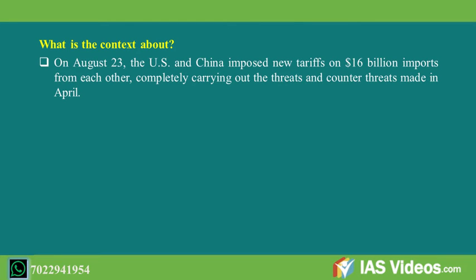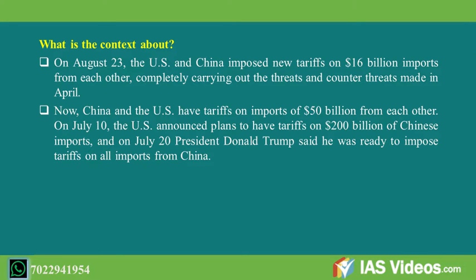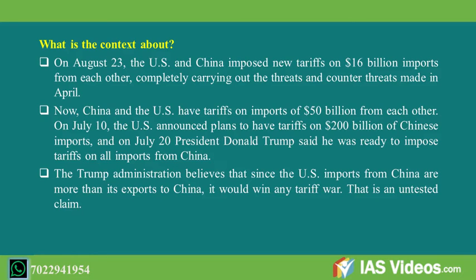What is the context about? On August 23rd, the US and China imposed new tariffs on $16 billion imports from each other, completely carrying out the threats and counter-threats made in April. Now, China and the US have tariffs on imports of $50 billion from each other. On July 10, the US announced plans to have tariffs on $200 billion of Chinese imports, and on July 20th, President Donald Trump said he was ready to impose tariffs on all imports from China. The Trump administration believes that since the US imports from China are more than its exports to China, it would win any tariff war. That is an untested claim.